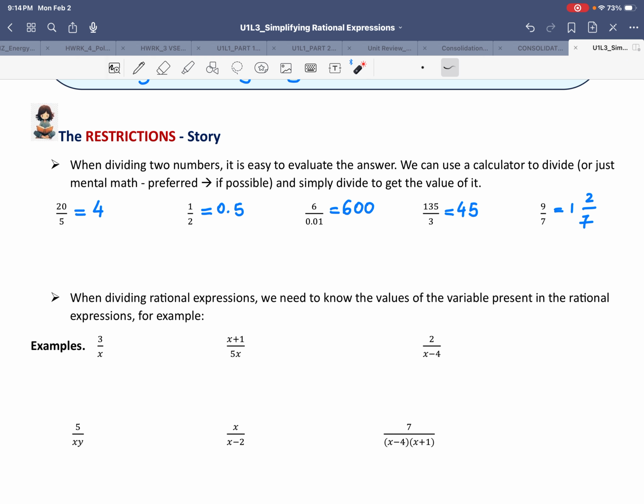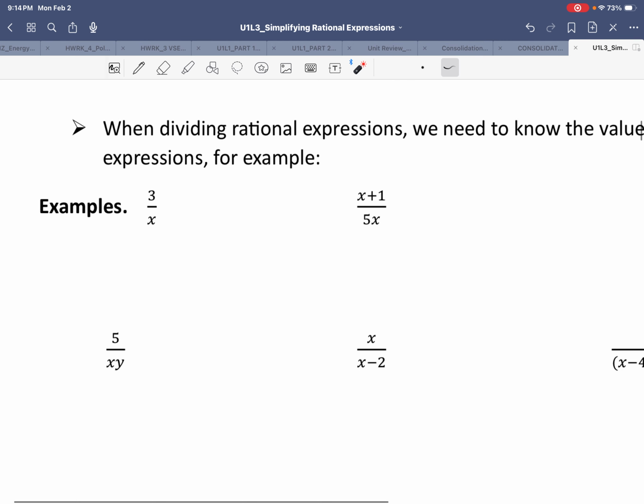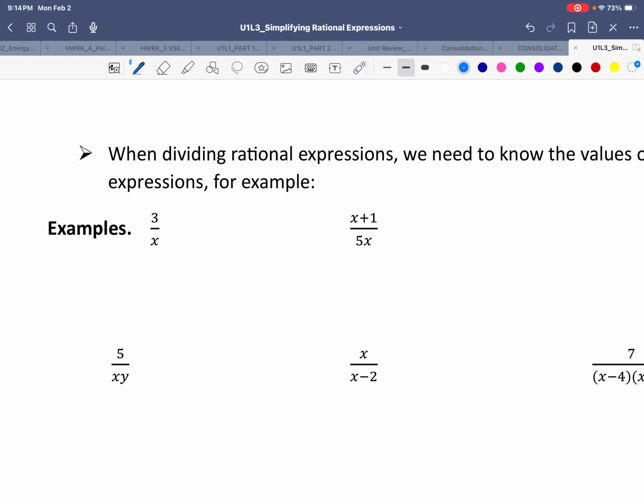Now, when we divide rational expressions, we said that the denominator will contain a variable. So I brought some examples where the denominator contains a variable. We're going to start with the first one. 3 divided by x, by the way, is the most simplified form it can be. Now x is a variable, and the term variable means that it can vary in value, right? So we don't know the exact value. But if we give specific values to x, then we'd be able to evaluate what 3 over x would be.